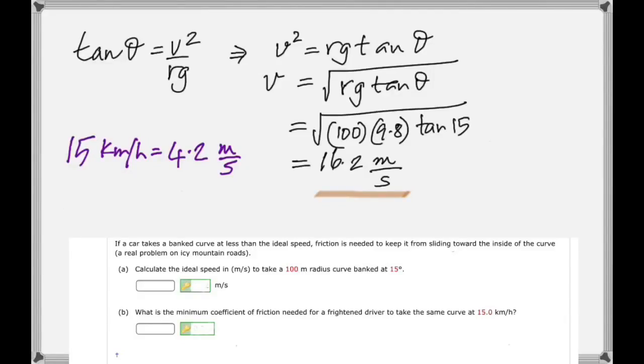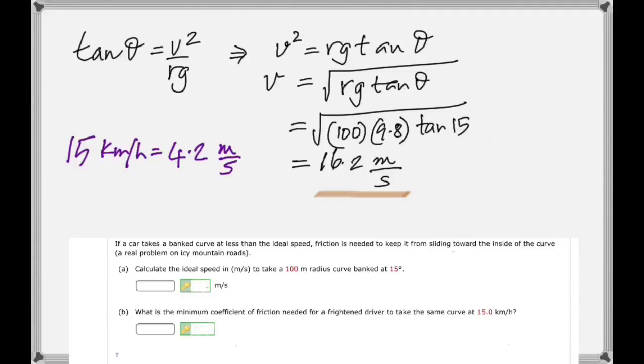This is a very interesting question. The first part is quite simple. The car is moving on a banked road. The banking angle is 15 degrees and the radius is 100 meters. You're asked to find the speed. And you use the formula tan theta is equal to v squared by rg. Make velocity the subject. You would get 16.2 meters per second.